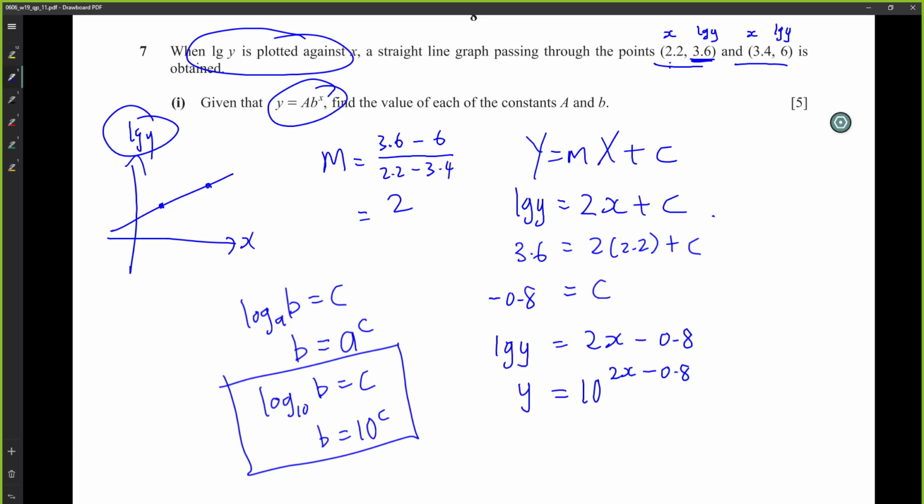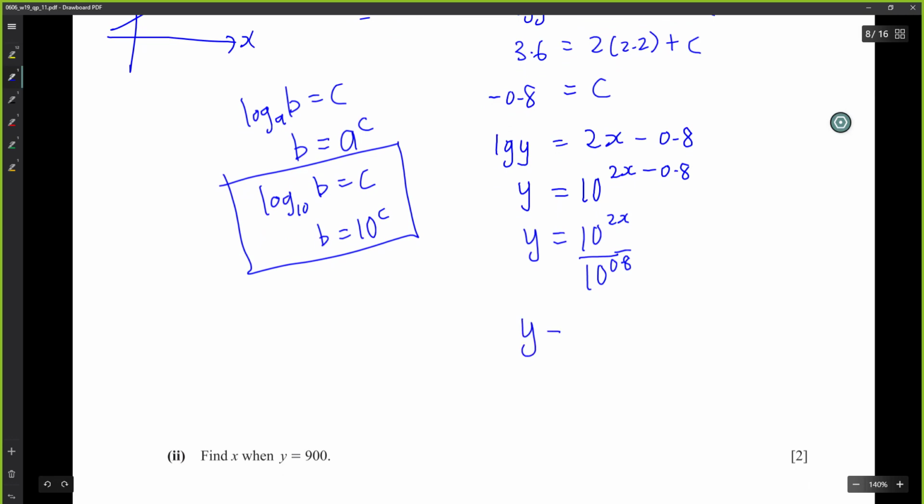Yep, but this is not my final answer. Why? Because it's not yet in this pattern. So yep, I will do this is 10 power of 2x, divide, minus means divide, right? Divide 10 power of 0.8. So then I will do my one last step. Because the question says y equals AB power of x, right? So you can see what I will do for this fraction is I will separate them. I will say this is 1 over 10 power of 0.8 multiply 10 power of 2x.